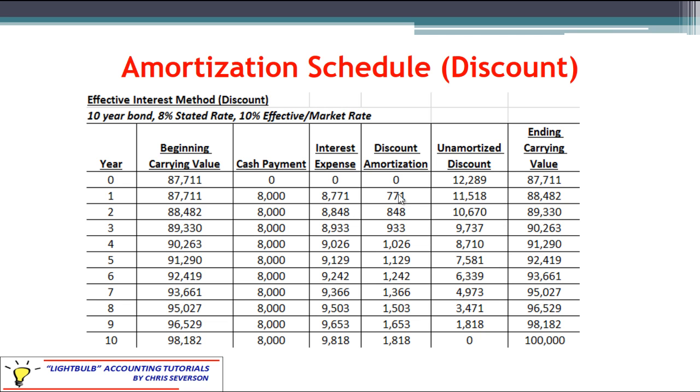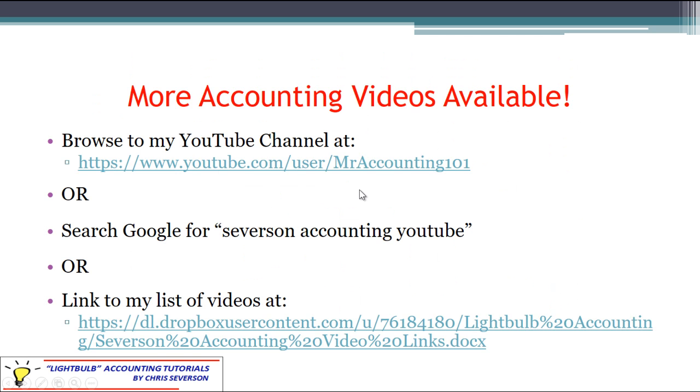Now notice in this case, the discount amortization increases alongside of it because the interest expense was already above the cash interest payment, and it just gets higher and higher and higher as you get closer to the end of the bond's life. So that's a little different than what we saw with the premium. But keep in mind, under a discount, the cash payment plus the discount has to equal the interest expense. And that takes us to the end of this session for the effective interest method.